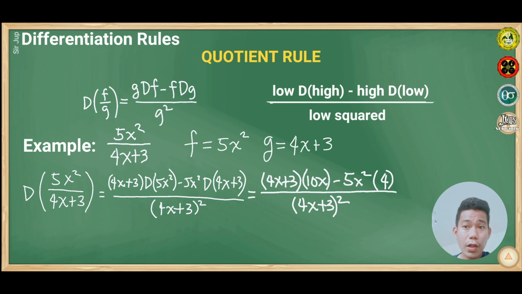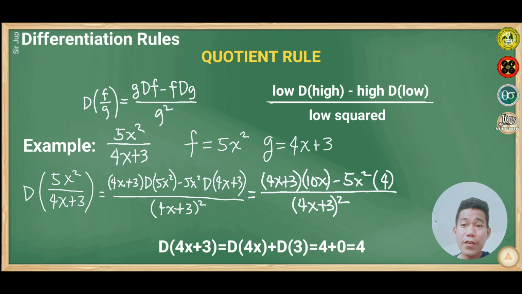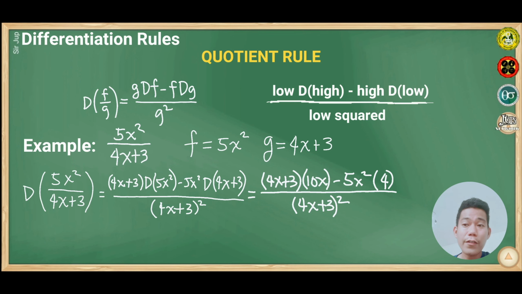Okay, so note that the derivative of 5x squared is 10x. So we have 4x plus 3 times 10x. Okay, minus the derivative of 4x plus 3, that is 4 because the derivative of 3 is 0. The derivative of 4x is 4 because the derivative of x is 1. So 4 remains. All over 4x plus 3 squared.